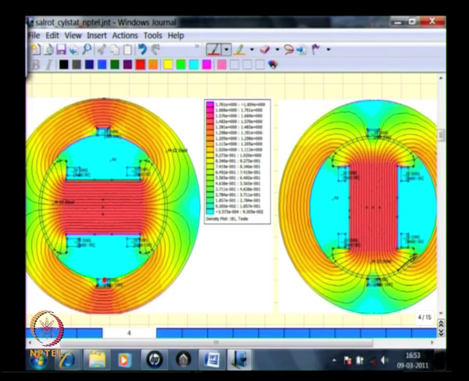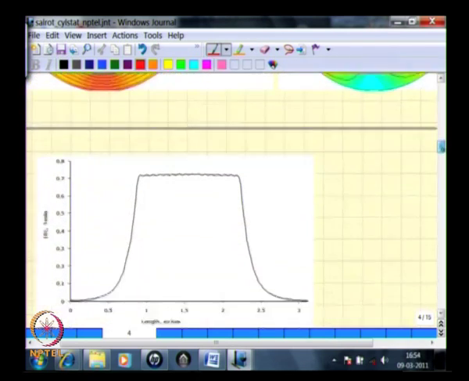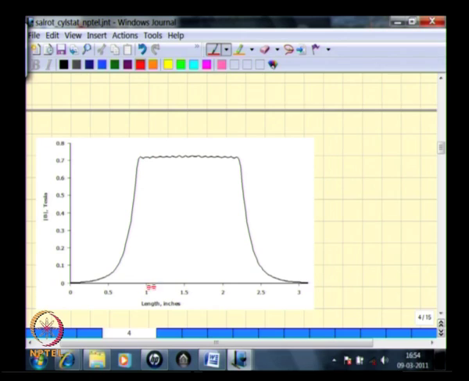and this plot is drawn for the x axis starting from this position and traveling all the way along the circumference of the stator going up to this point. So if you travel around the inner circumference of the stator along this arc and find out what is the flux density level you have at various points along this inner circumference, then you end up with a graph that looks like this. This is the distance traveled along the inner circumference. This is the value of the flux density at various positions along the inner circumference.